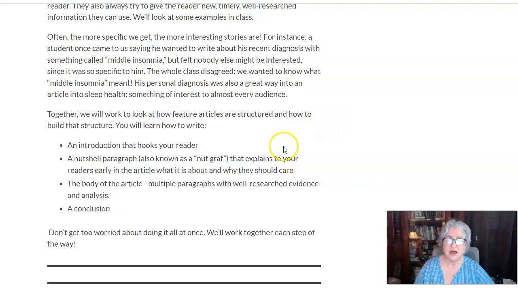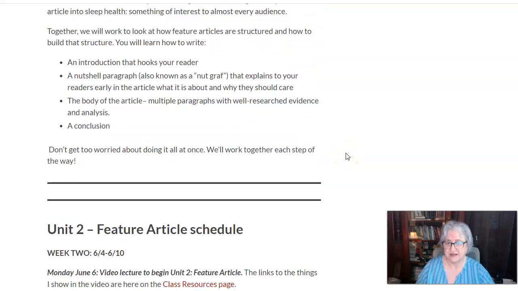Now, I'm going to show you in a minute in the second video how these things are structured and what each one of these things actually means. But these are the parts of it. An introduction that hooks your reader, a nutshell paragraph, which is also known as the nut graph in the business, that tells your readers early in the article what it's going to be about and why they should care. Then the body of the article with researched evidence, and can have graphs and tables and stuff if you want, quotes from people. And then a conclusion that sort of ties it all up together. Again, I'm going to show you all of this in just a second, and get into depth in it.